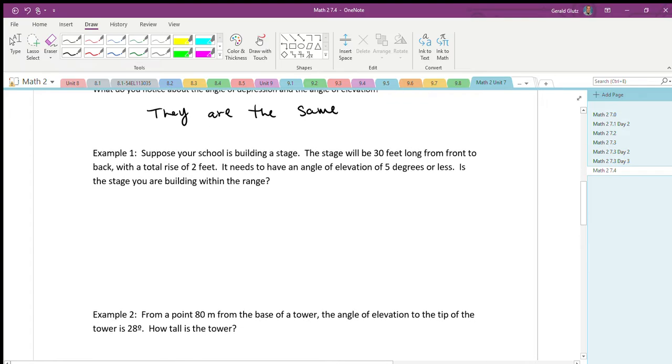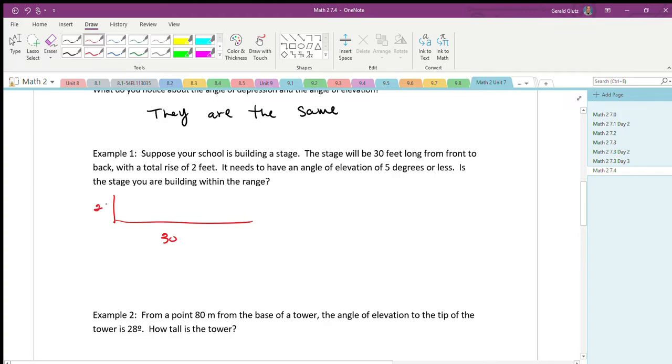All right, so example one. So this is pretty much just all the stuff we learned in this unit, especially recently, but now in word problems. So suppose your school is building a stage. The stage will be 30 feet long. So whenever you get a word problem in this unit, it helps to draw the picture. So it's going to be 30 feet long from the front to the back with a total rise of 2 feet. It needs to have an angle of elevation of 5 degrees or less.